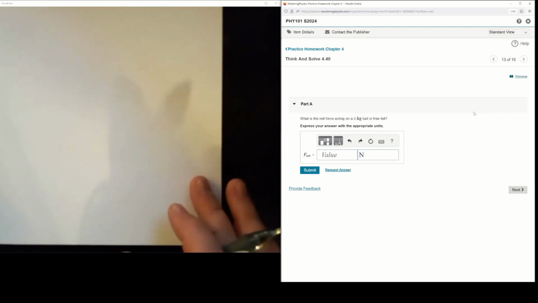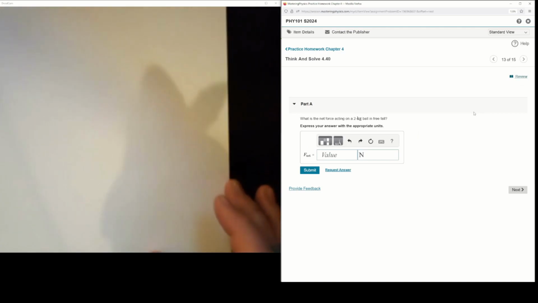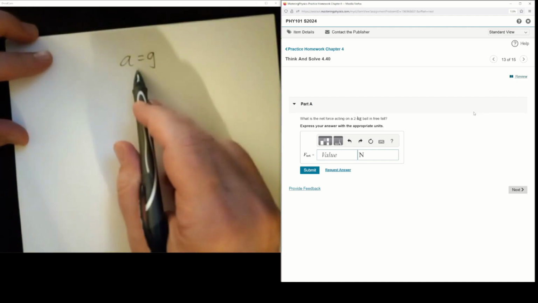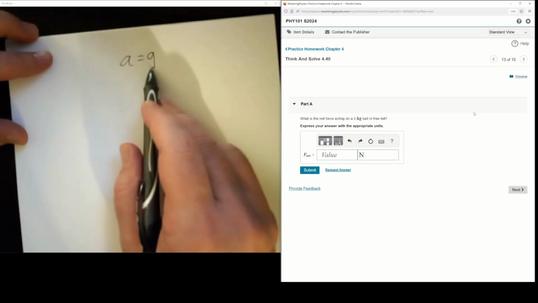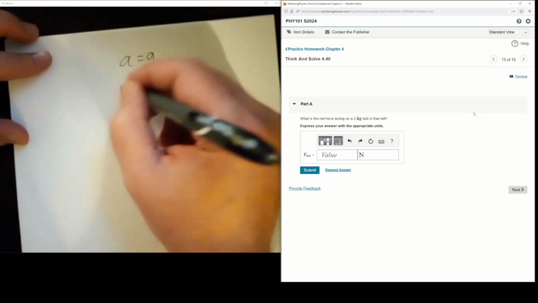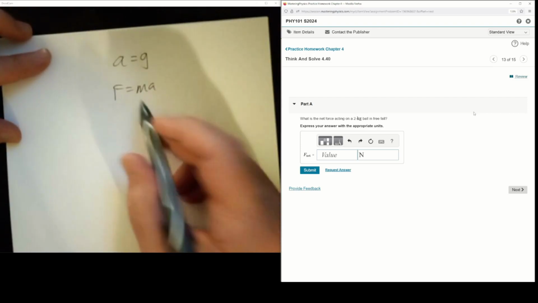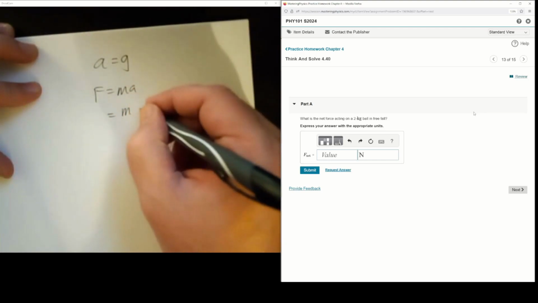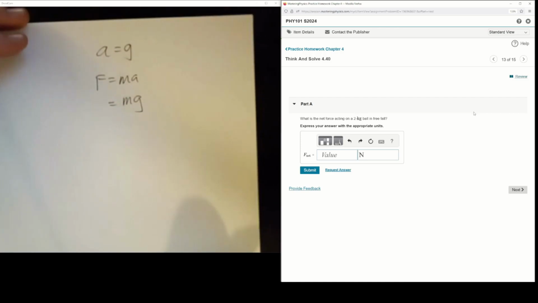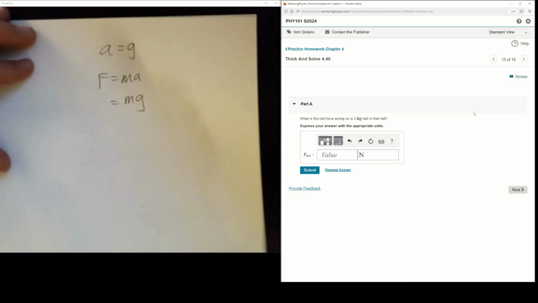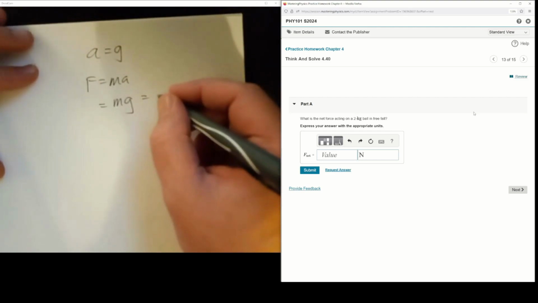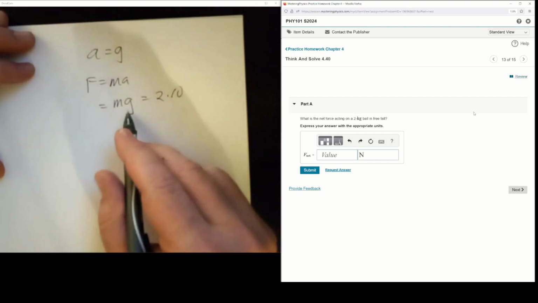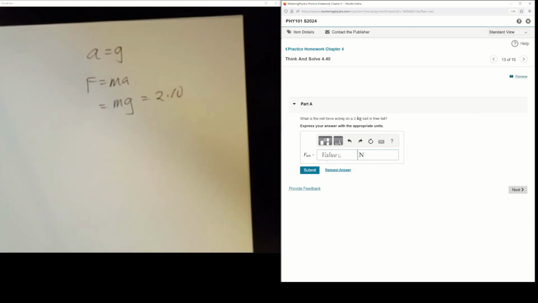What is the net force acting on a 2 kilogram ball in free fall? Free fall means the acceleration is only due to gravity. Using Newton's second law, the sum of forces equals ma. If acceleration is g, then we can just throw that in there. They're telling us the mass is 2, and then times 10 for gravity to get us 20.